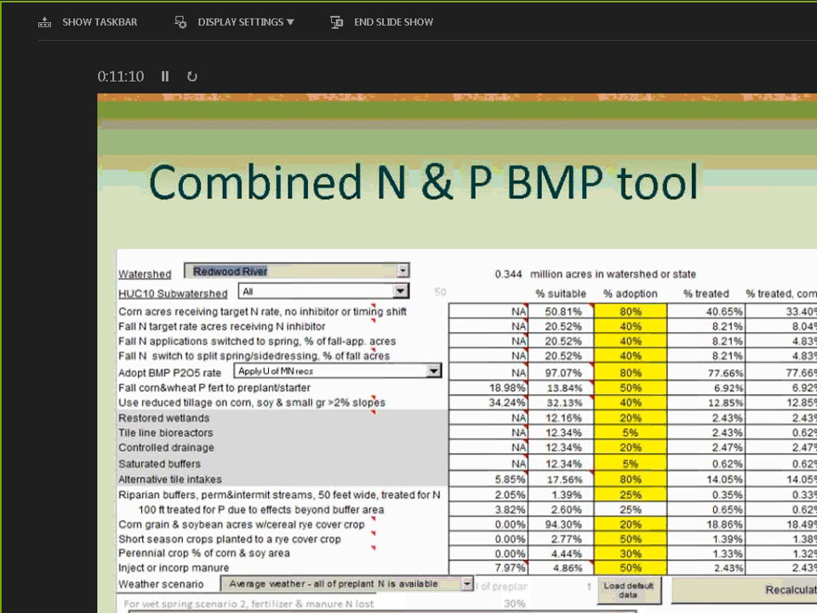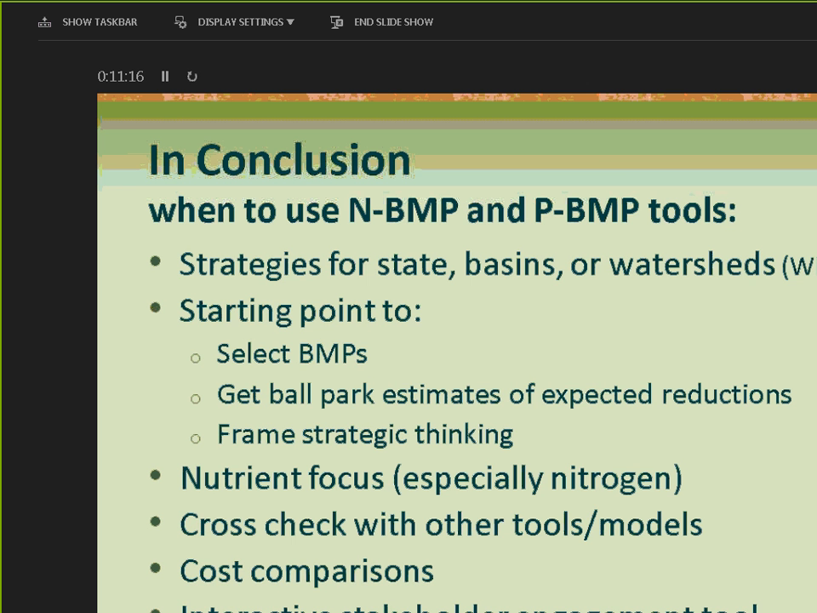And so in conclusion, when to use these tools. They're good for strategies for state or basin planning or watersheds with the RAPs. It's a starting point to select BMPs, which ones should we be focusing on and emphasizing, get ballpark estimates of expected reductions, but I think it's more useful even for framing the thinking and trying to get your mind around what it's going to take to achieve certain reduction goals.